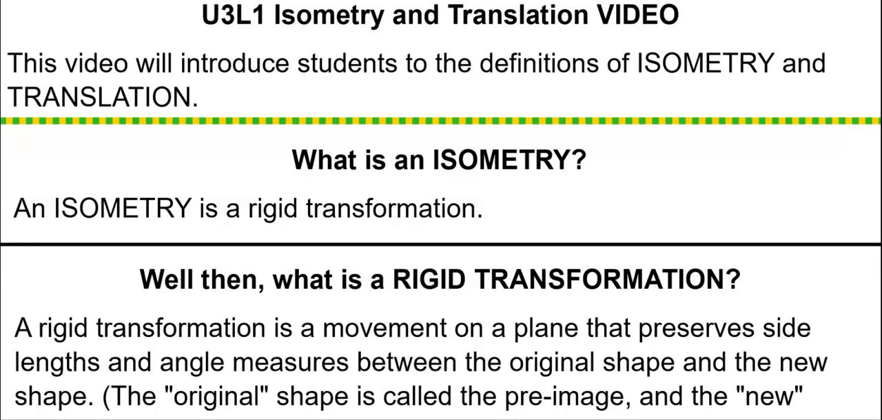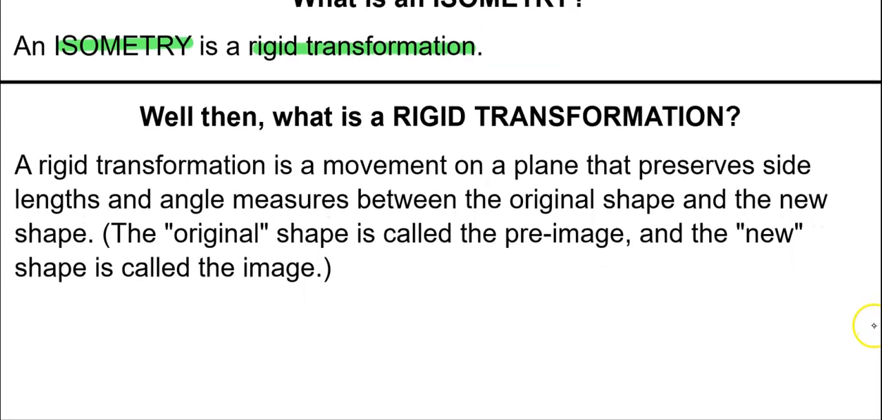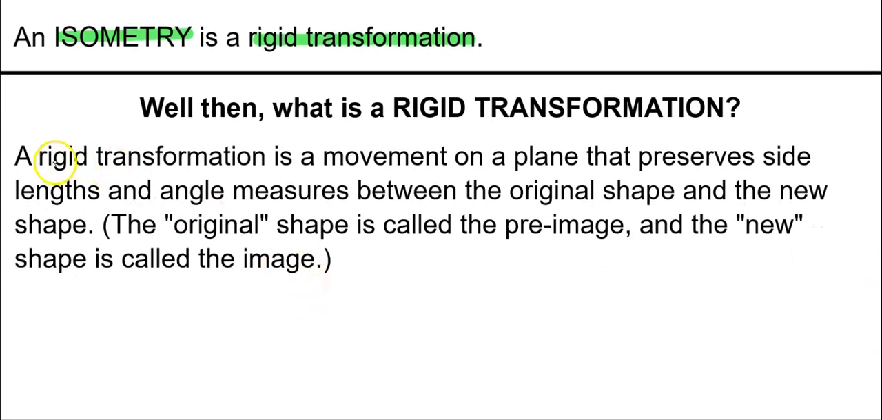When you see the word isometry, what an isometry is, is a rigid transformation. Well, that brings up the question, what is a rigid transformation? A rigid transformation is a movement that preserves side lengths and angle measures between the original shape and the new shape. My original shape is called the pre-image and my new shape is called the image.